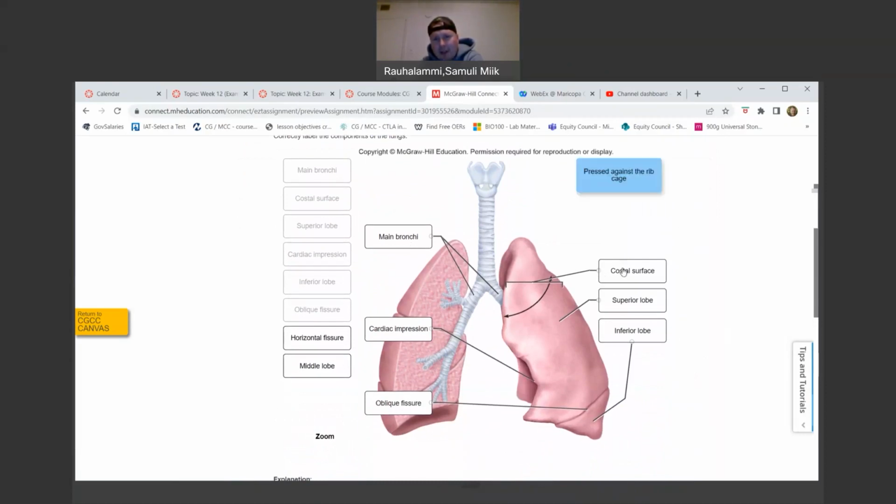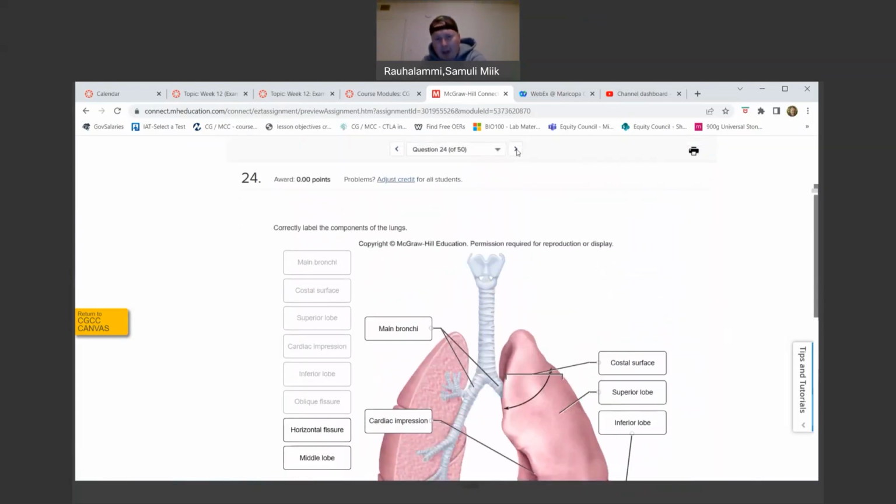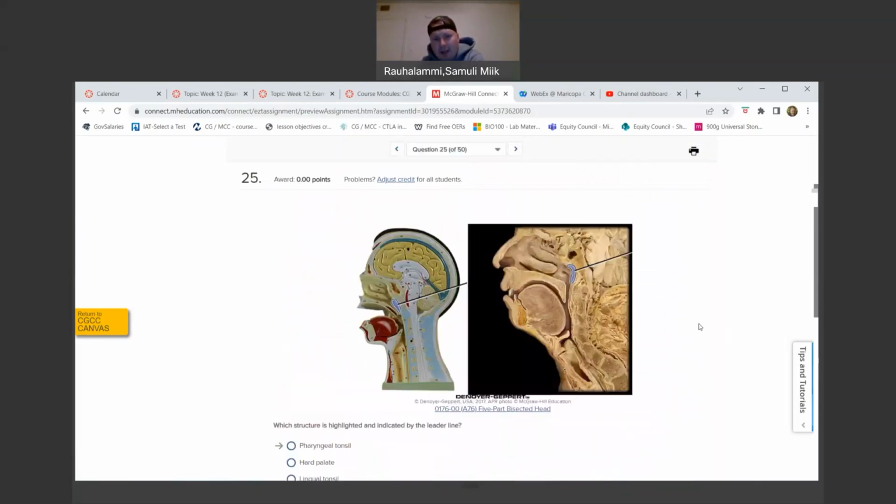We're seeing the costal surface, which is the surface that's against the rib cage. So we're going to see the costal surface at the anterior, lateral, and a little bit on the posterior side as well. We're seeing that very nicely on this diagram. So the costal surface refers to all of the surface that's against the ribs when it comes to the lungs.